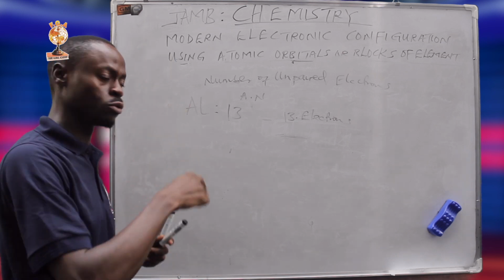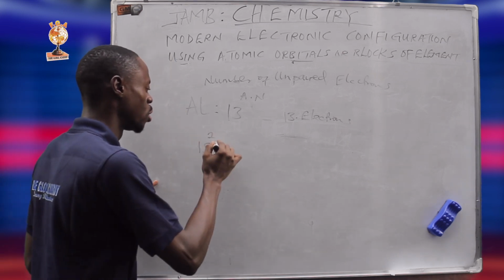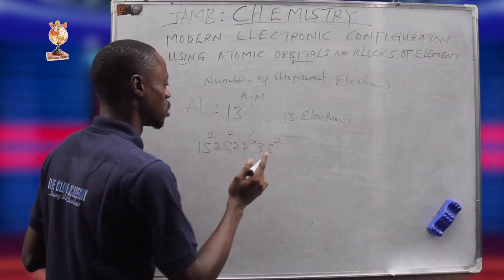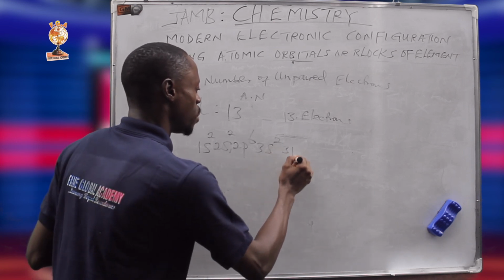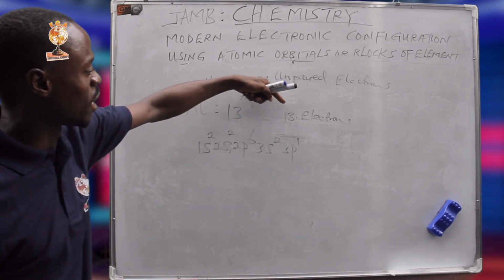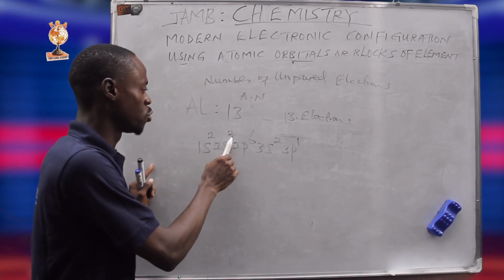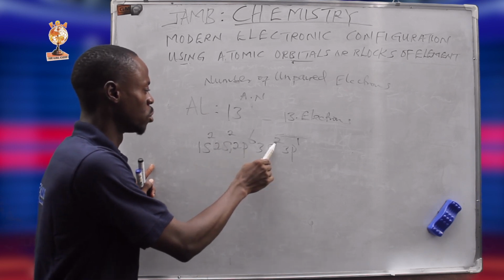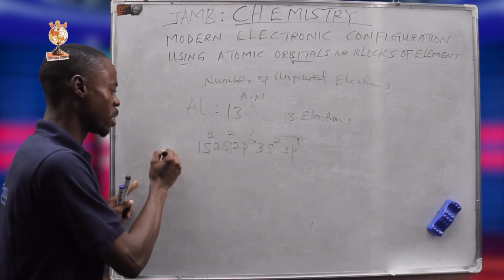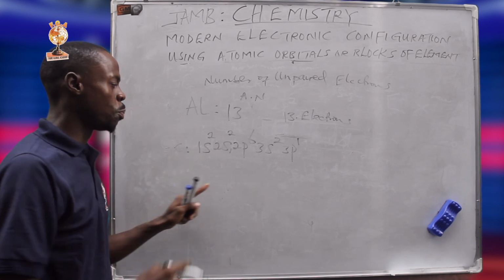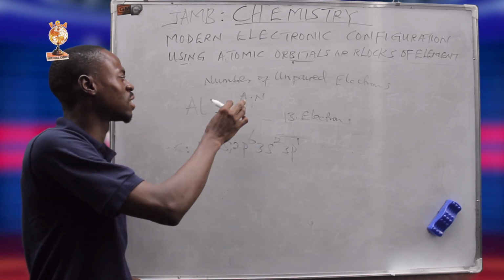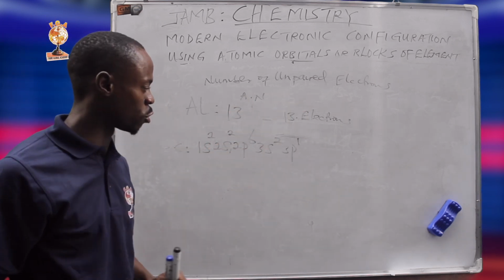From what I have taught you earlier on, we have 1s2, 2s2, 2p6, 3s2, and 3p1. Let's sum up the powers to ensure that we have not exceeded 13 electrons. We have 2 plus 2, 4, plus 6, 10, plus 2, 12, then plus 1, 13. 1s2, 2s2, 2p6, 3s2, and 3p1.